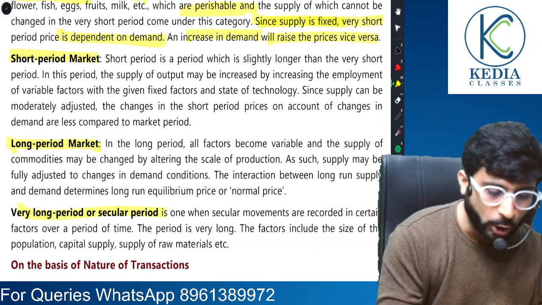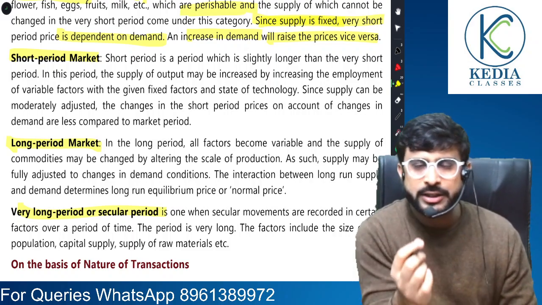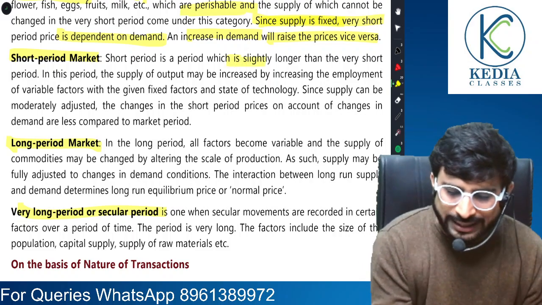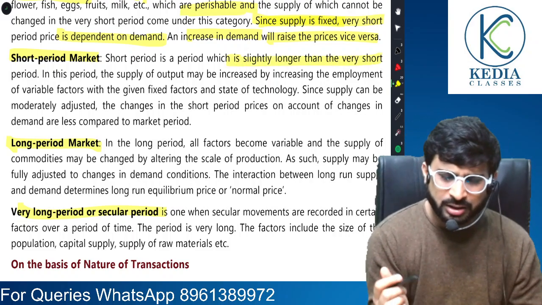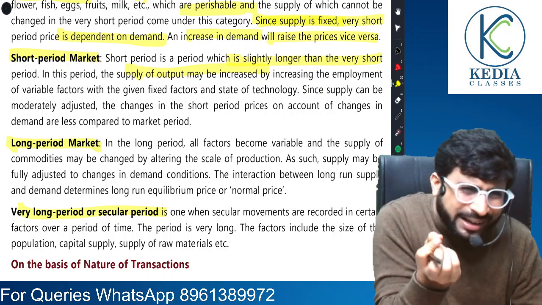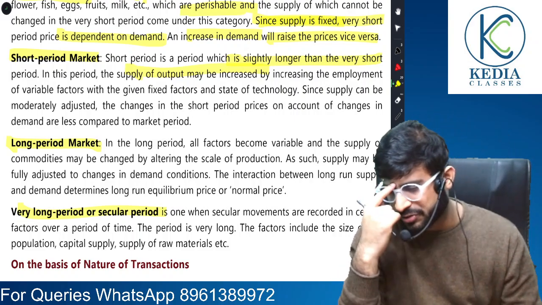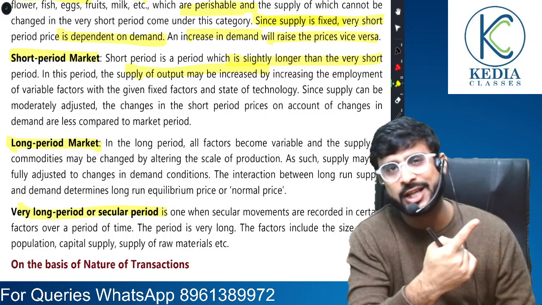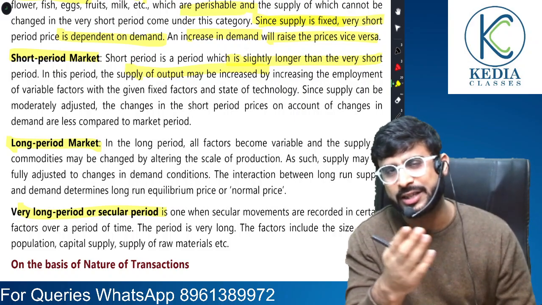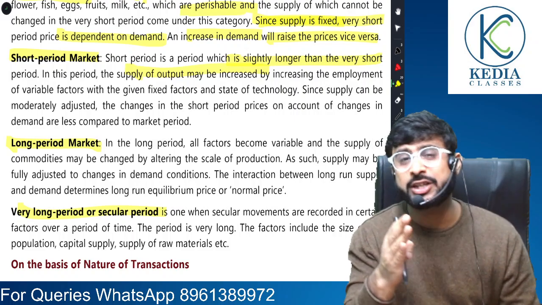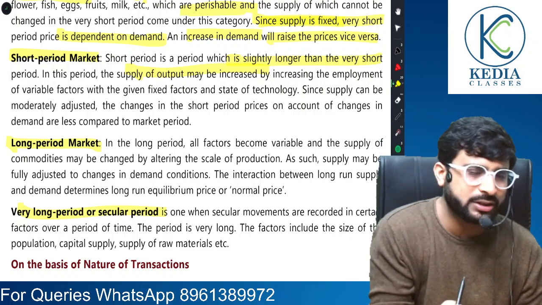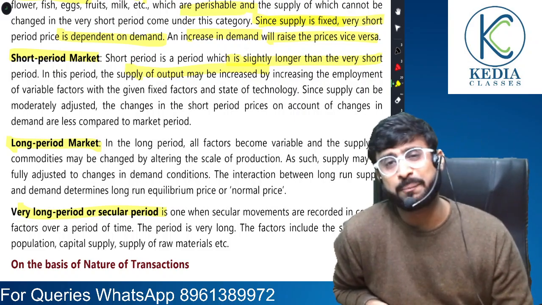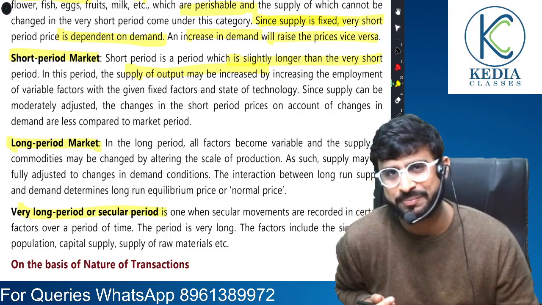Understood, sir. What is short period? Short period, my dear students, is a time period which is slightly longer than very short period. Here, supply may be increased by a little amount. You have studied about short period both in production and cost. When we were discussing the law of variable proportion, there you had studied that in the short run you have two kinds of factors, fixed and variable. While fixed factors are obviously constant, variable factors can be increased to some extent. An example could be you can ask employees to work overtime.